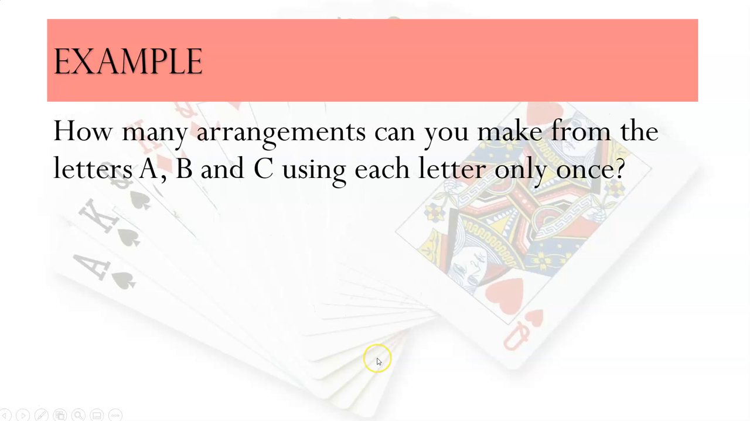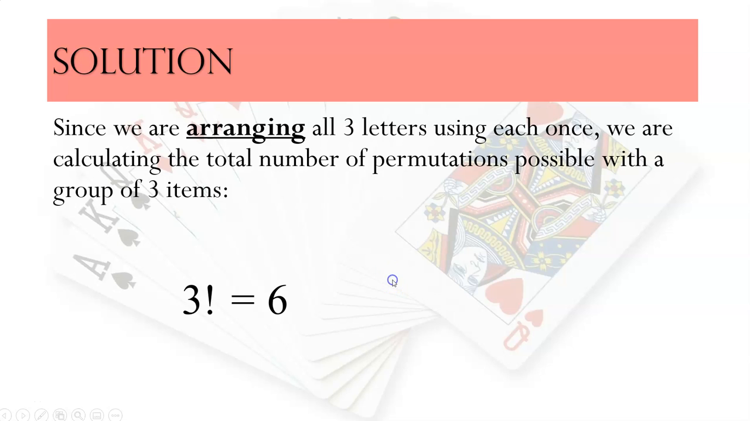So how many arrangements can you make from the letters A, B, and C using each letter only once? This is an example of a permutation where we're going to use all of the items, all 3 of these letters. Since we're going to do that, this is going to be 3 factorial. 3 factorial, when I plug it into my calculator, gave me 6.